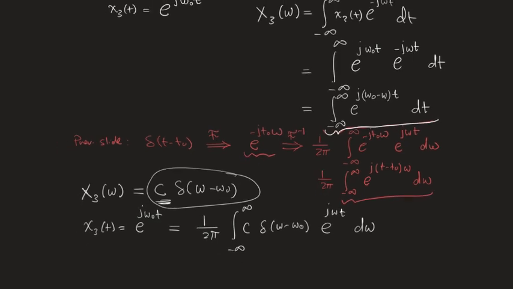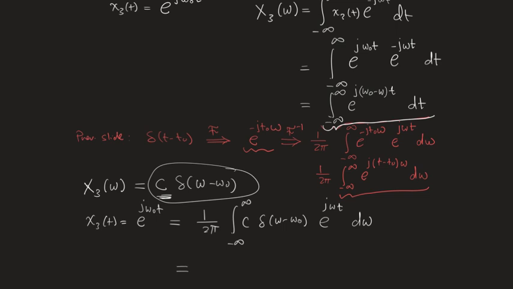Now, if I solve this right side integral, what do I get? 1 over 2 pi here. And then this integration, what does it give me? E to the power j omega naught t. Yes, exactly.